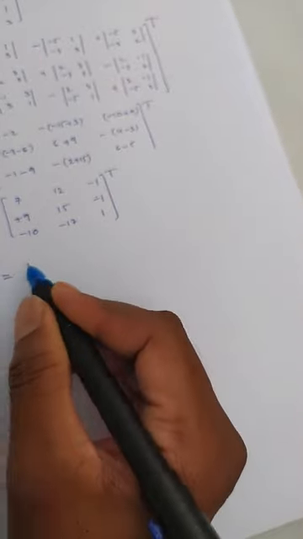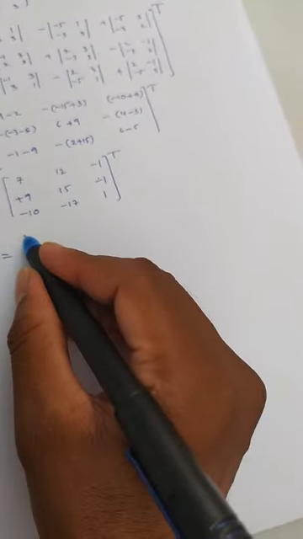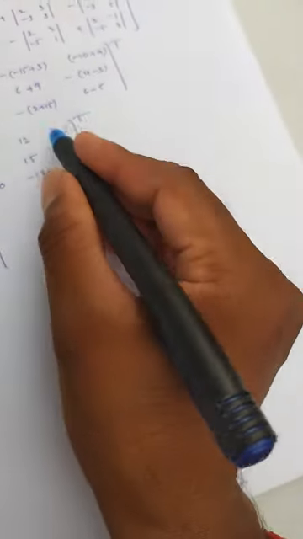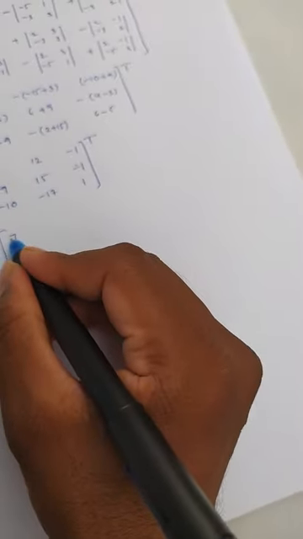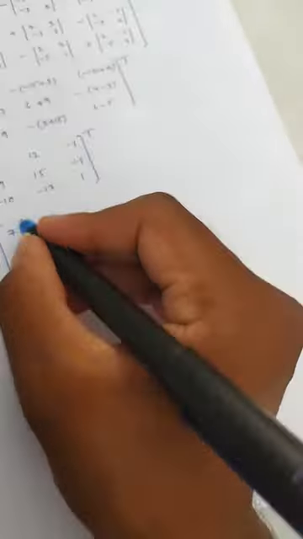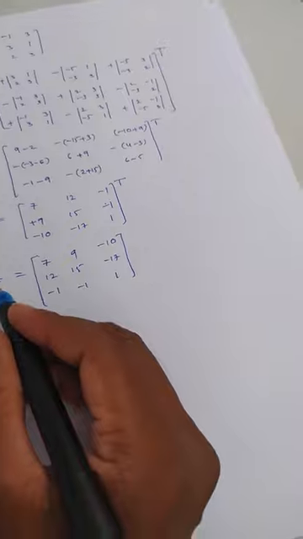Right, now I am going to find the adjoint by transposing this matrix. Arrange the rows as columns. First row I am arranging as a column: 7 12 minus 1, 9 15 minus 1, minus 10 minus 17 1. So this is the required adjoint A. So I got adjoint A as well as the determinant. Determinant of A is minus 1 and I got adjoint A.